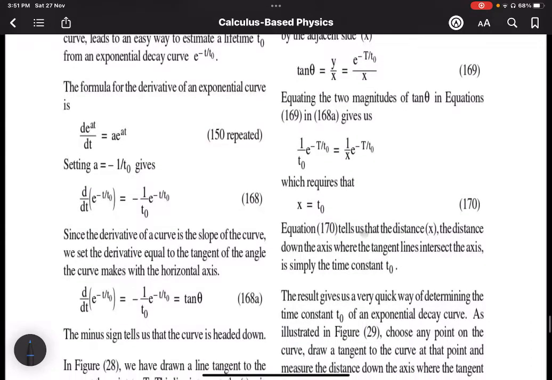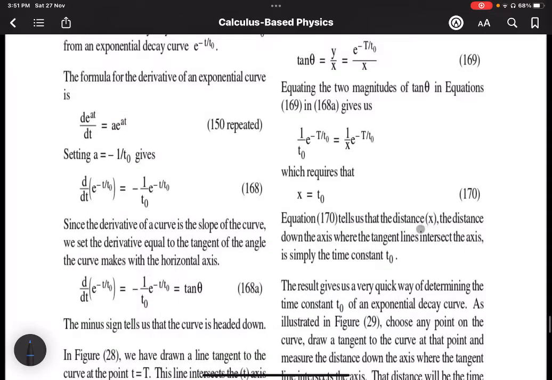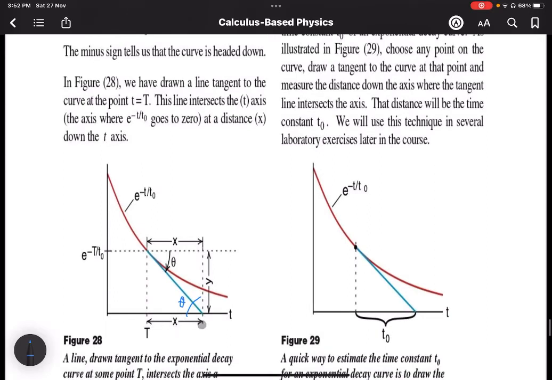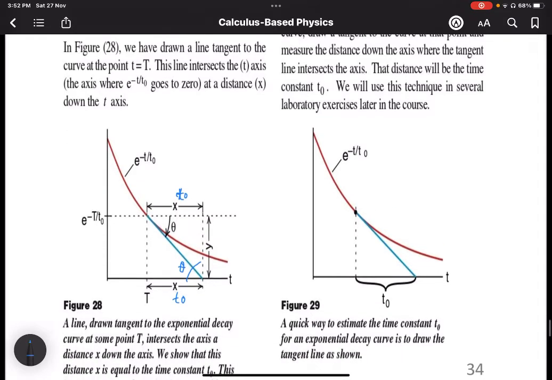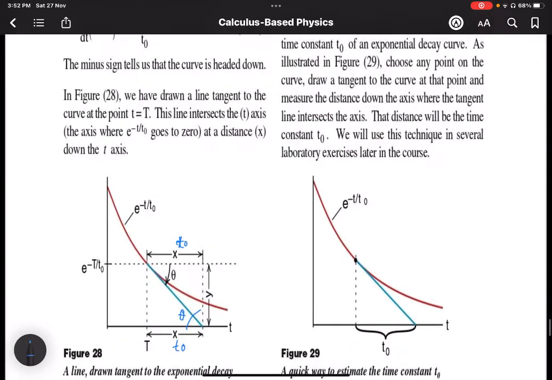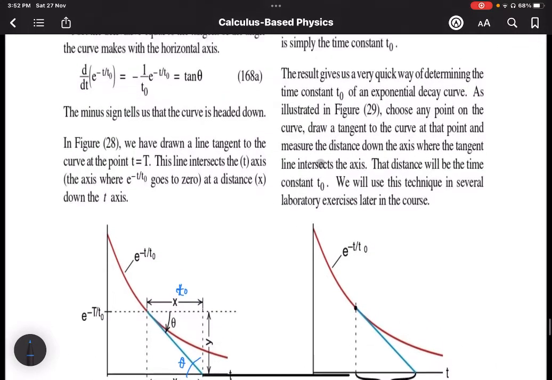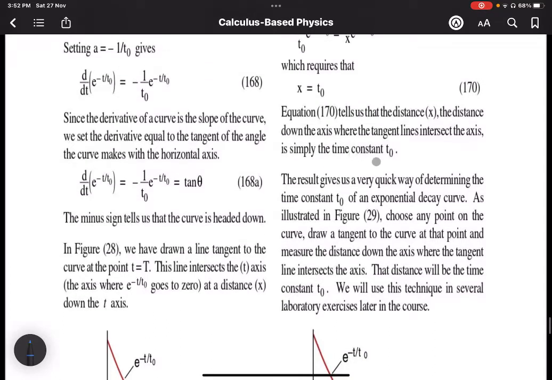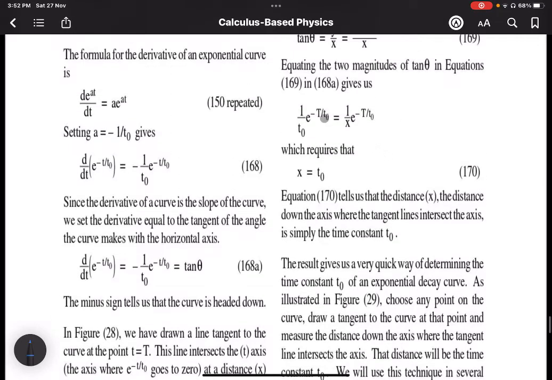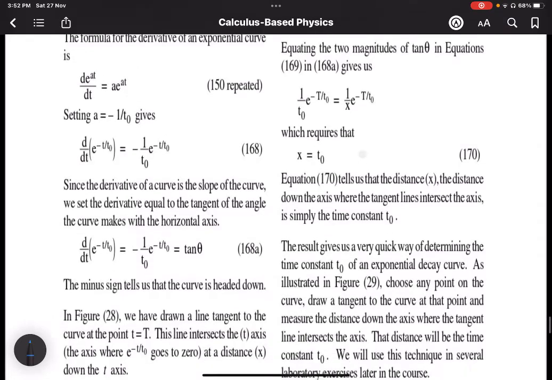Equation 170 tells us that the distance x, the distance down the axis where the tangent lines intersect the axis, is simply the time constant. So itong x na to actually daw, basing from our formula, is the lifetime or the TO. Yan, time constant, which is the lifetime. So having determined the TO in the graph, we can now easily derive the lifetime value or the time constant value from any formula using this equation.